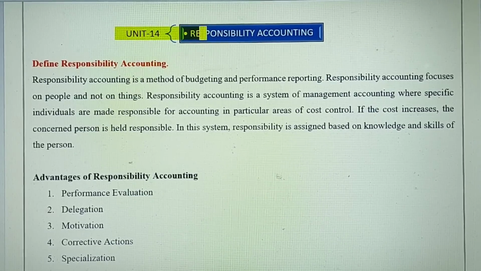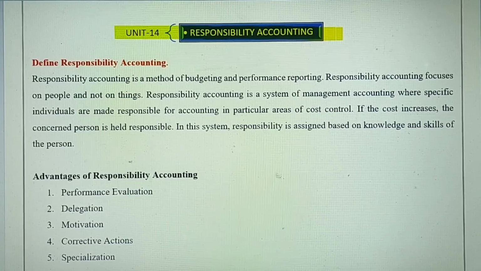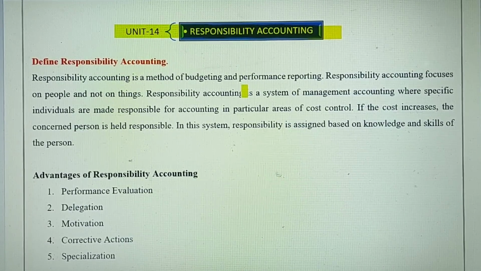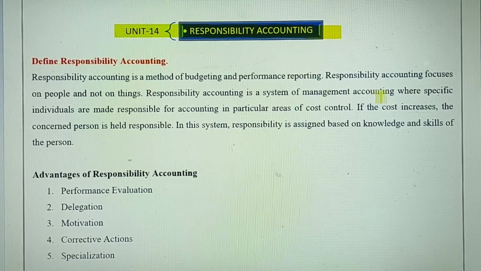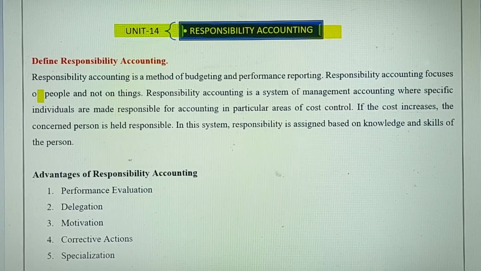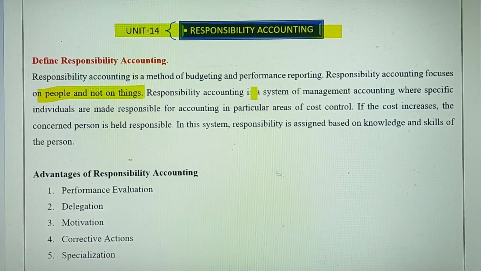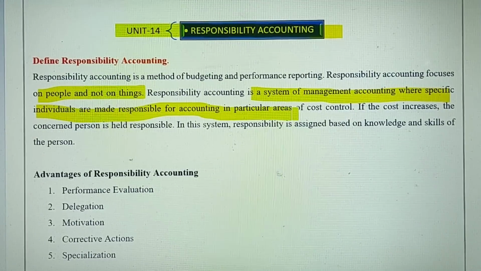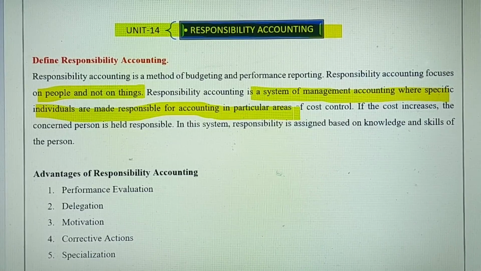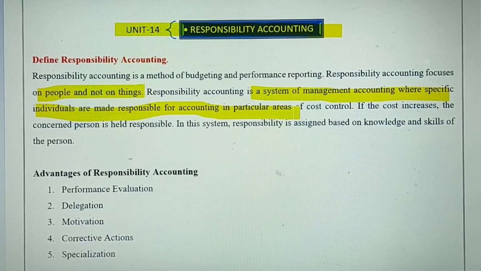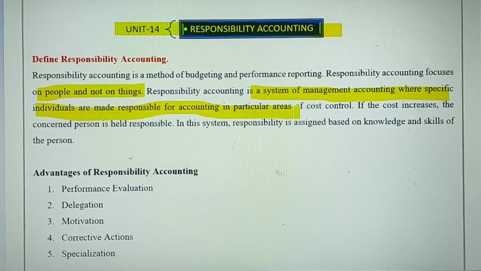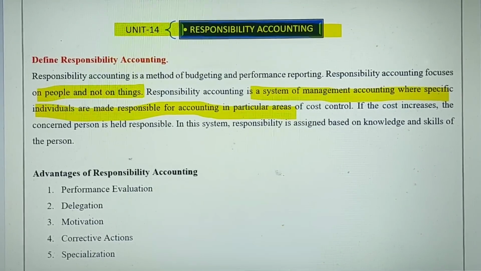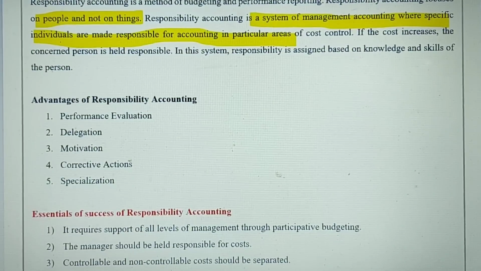Okay, I have skipped here a few units which are less important for your exams. And Unit 14, that is responsibility accounting. And when we try to define this, responsibility accounting focuses on people and not on things. And it is a system of management accounting where specific individuals are made responsible for accounting or controlling the cost. Okay, so that's why the name comes responsibility accounting, because some persons are given the responsibility to control the cost. Okay, from there you can expand the points.